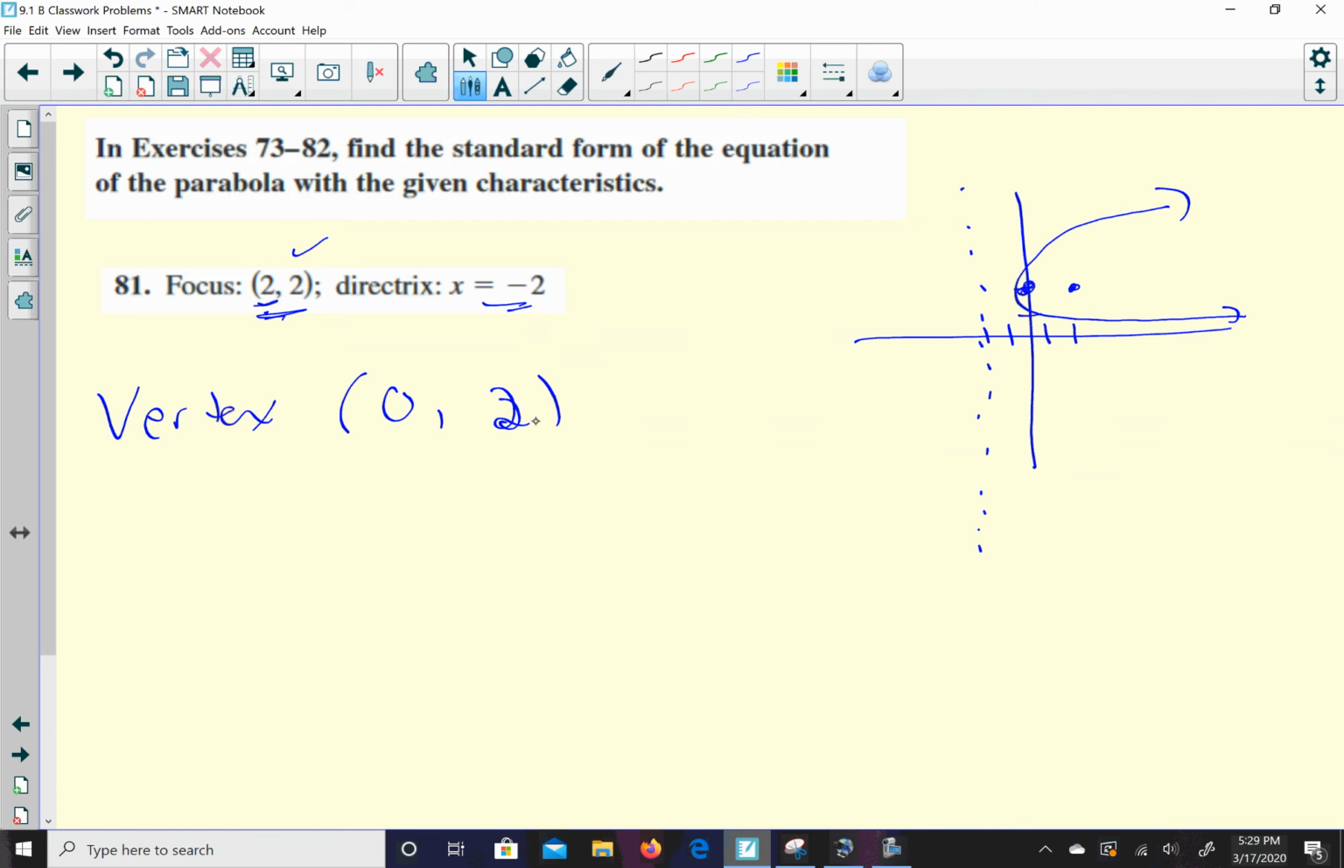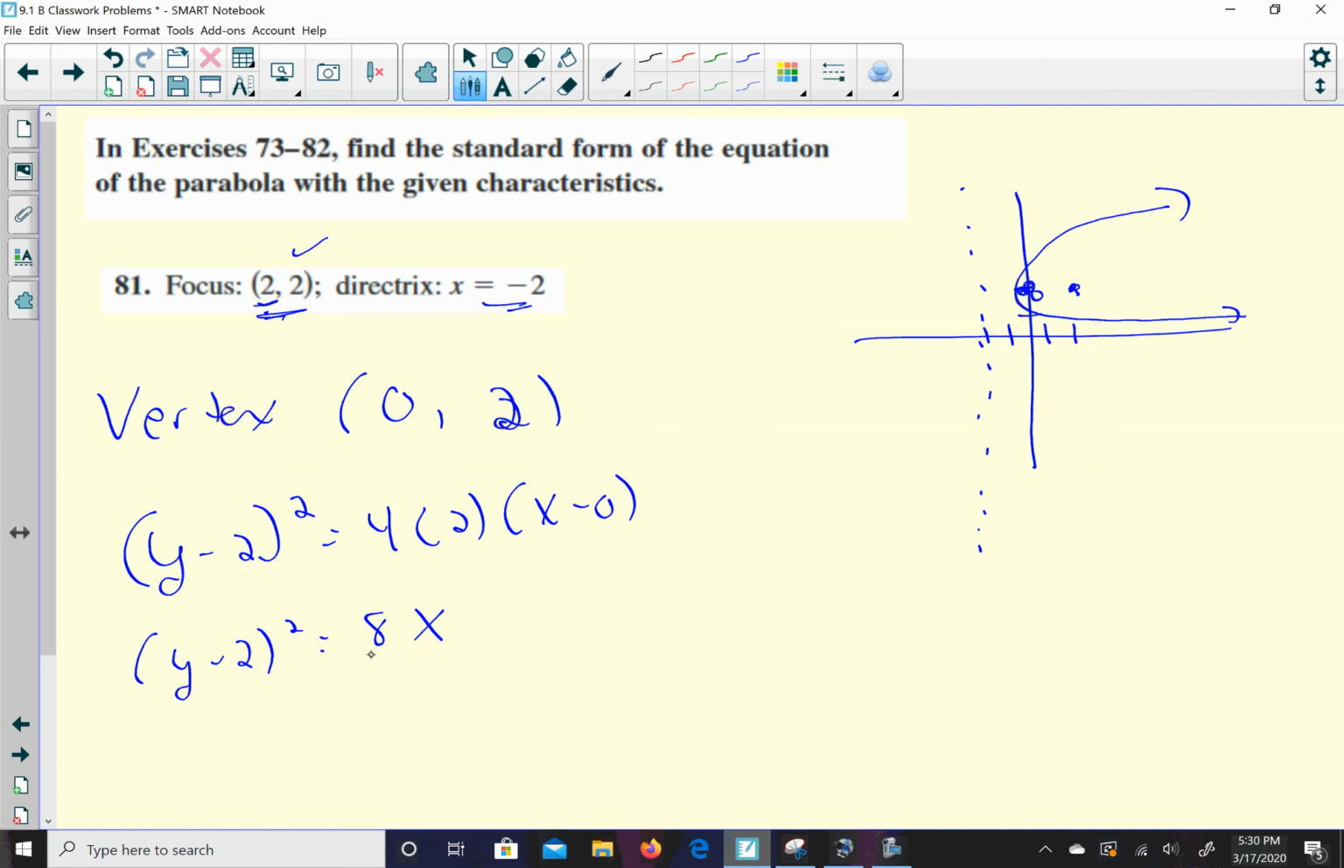And then since it's opening to the side, the y is going to be squared. So I'm going to have (y - 2) squared is equal to 4p. Do I know the distance between my vertex and my focus? I do. It's going to be 2 units away, so that's going to be 2. And then this will be x minus 0. So I'm going to end up with (y - 2) squared is equal to 8x. I can write a times the quantity of (x - 0), but I don't have to, so I didn't.